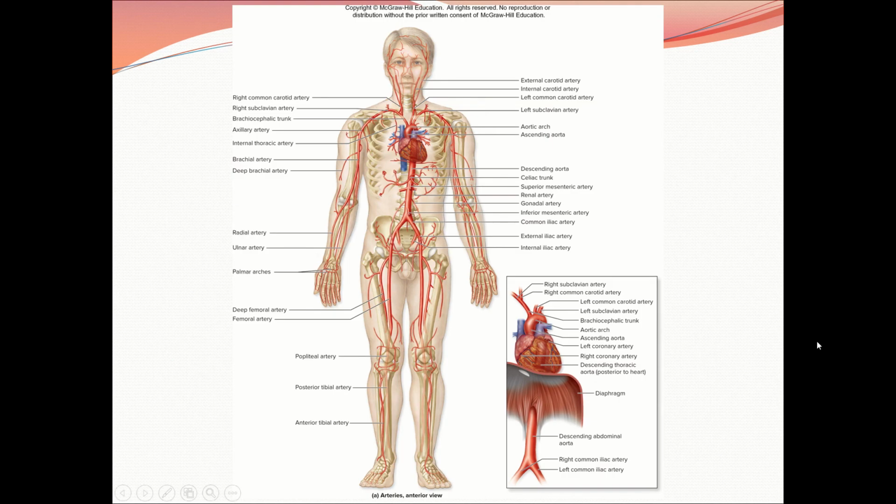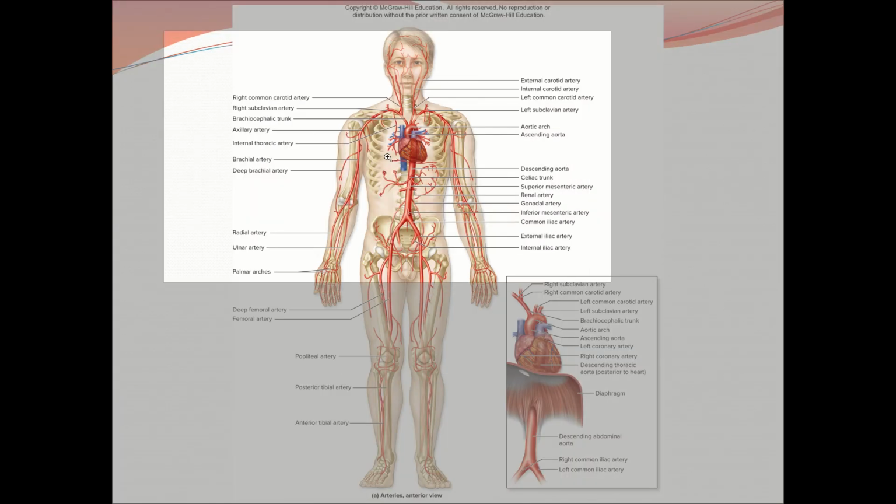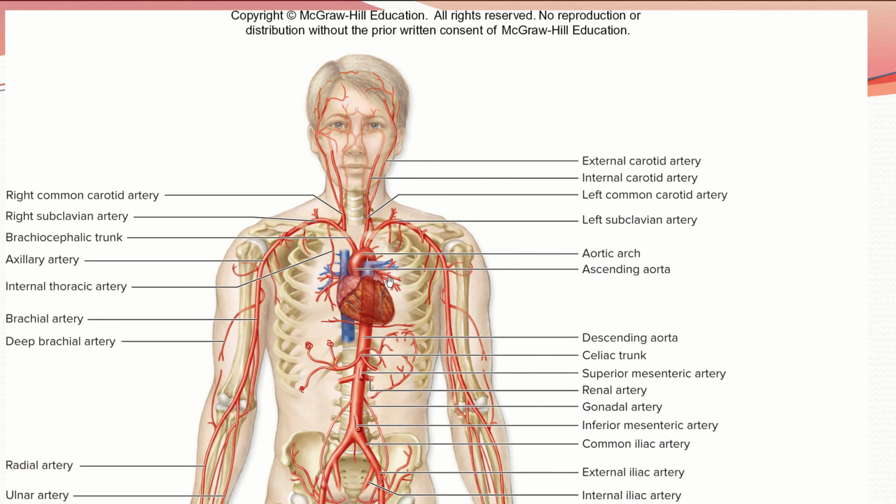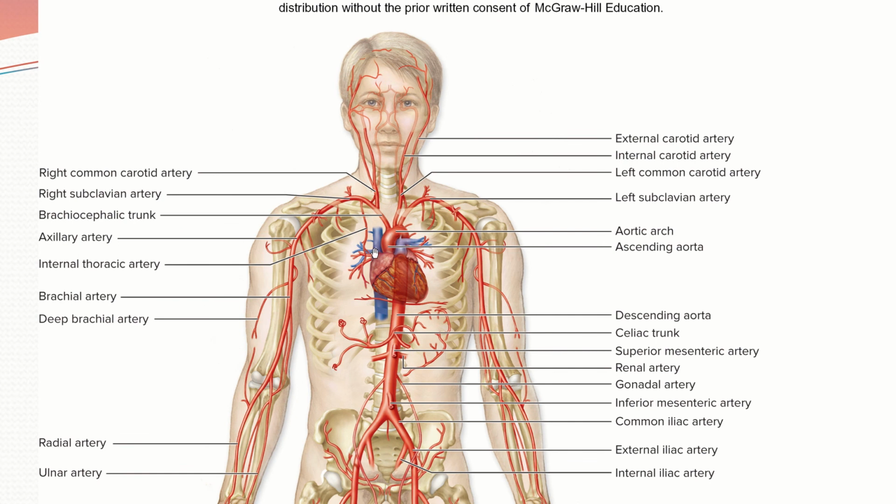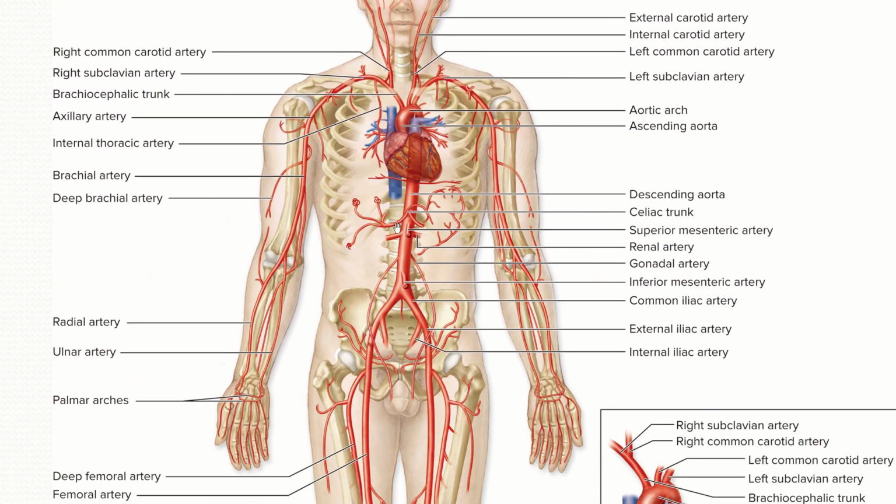This illustration shows the aortic arch and the branches, as well as the descending aorta. So here's the aortic arch, and we see the left subclavian artery, the left common carotid artery, and the brachiocephalic trunk. And then the aorta descends and splits into the common iliac artery.